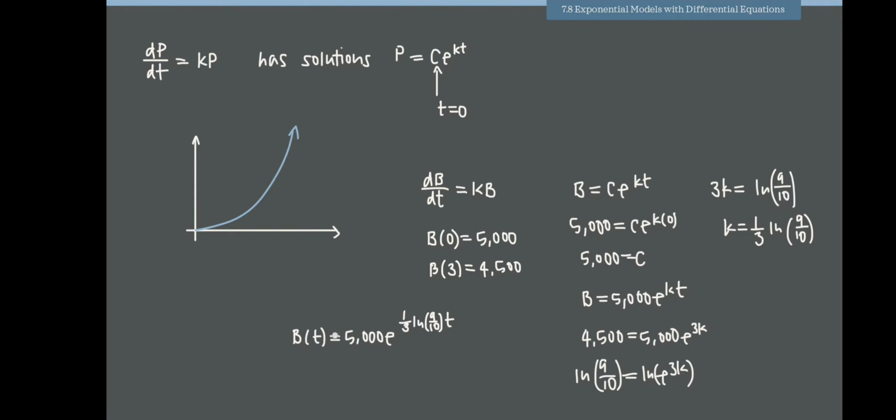So if we want to find the population of bees after 1 year, remember that t is in months, so we need to plug in t = 12. So we would say that B(12) = 5,000e^((1/3)ln(9/10)·12). We'd use a calculator to find that value, and that's going to tell us how many bees remain after 1 year.